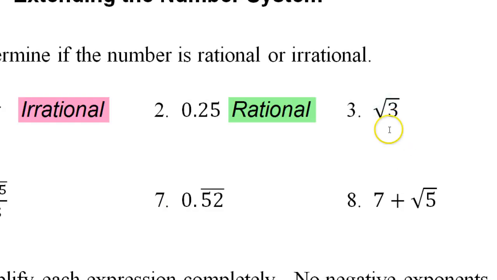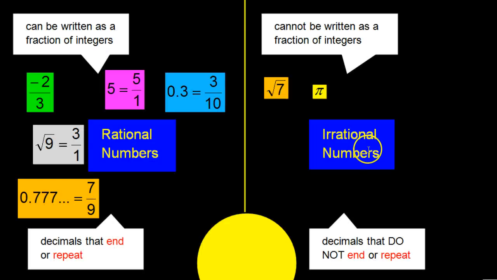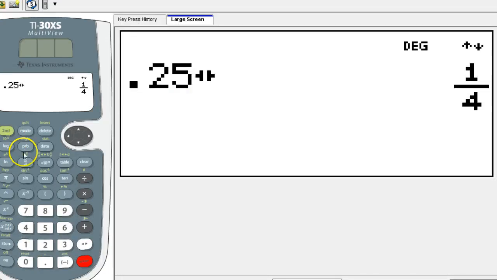What about the square root of 3? Okay, the square root of 3 is definitely going to be irrational, just like the square root of 7. It can't be written as a fraction of integers, and if you looked at a decimal of it, the decimal would not end or repeat.